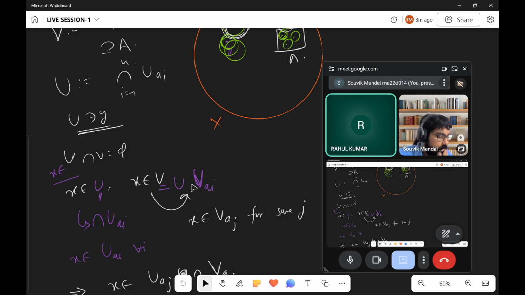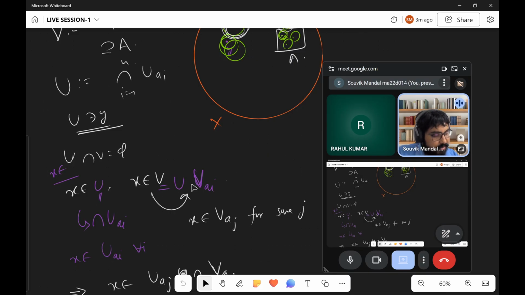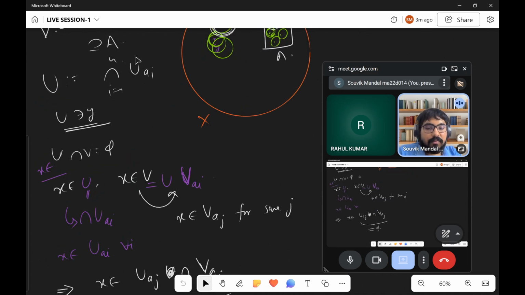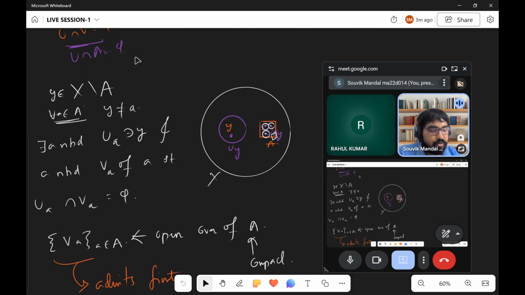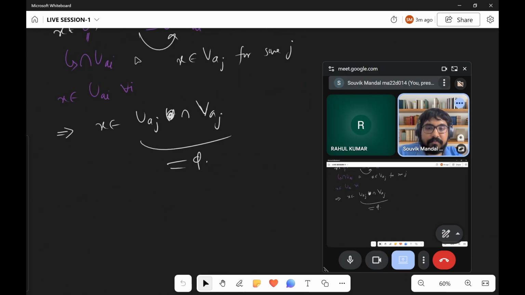Yes, sir. But their intersection has to be non-empty by construction. Their intersection has to be empty by construction, right? Because of how we chose those U_αi and V_αi. This is how we chose U_α and V_α to be empty, correct? Yes. So that is why the intersection must be empty.